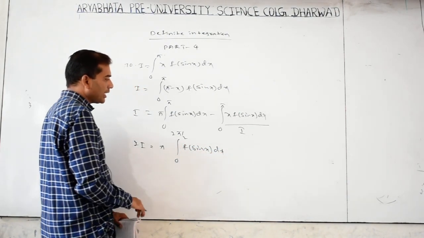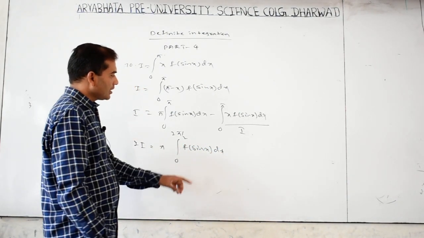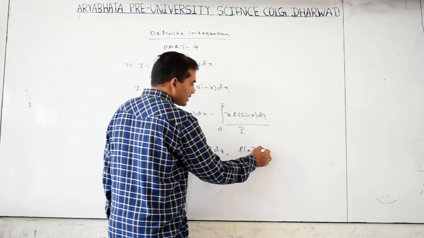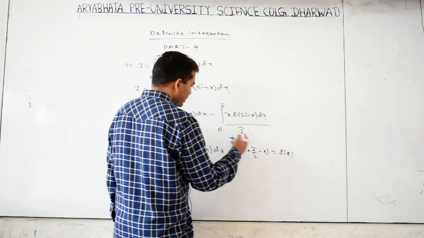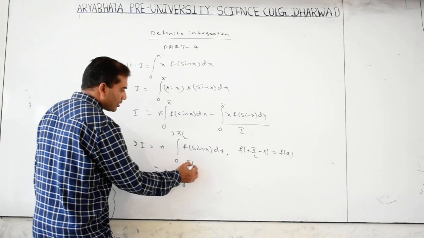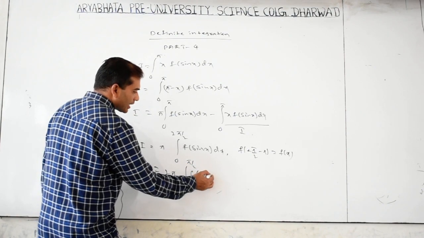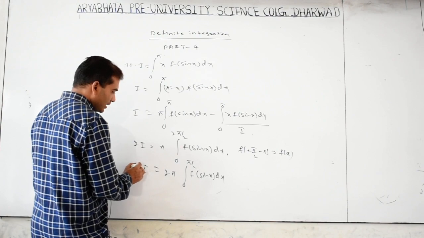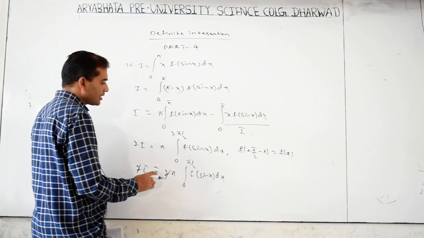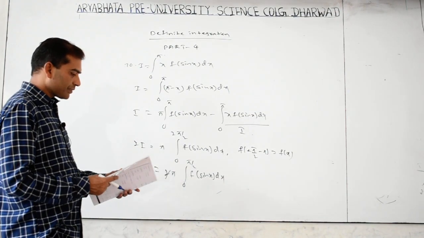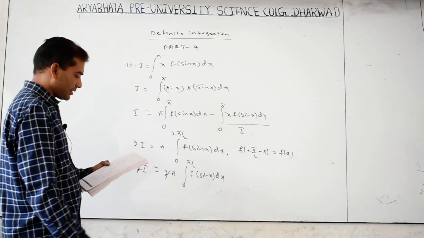This is 0 to 2a of f of x dx. There are two conditions: if f of 2a minus x equals f of x, then the answer is 2 times, so here 2 pi, 0 to pi by 2 f of sin x dx. Here we have 2I, so the 2 gets cancelled, and I is equal to pi into 0 to pi by 2 of f of sin x dx. So the third option is right.